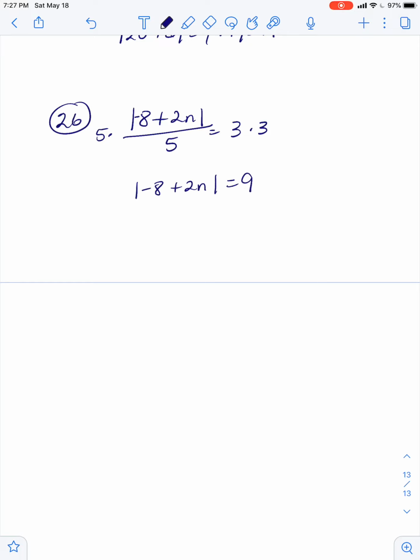26. Very similar. The absolute value of negative 8 plus 2n, all over 5, equals 3. So I'm going to multiply both sides by 3, which is 9. So again, the absolute value there, what's in there, could be a negative 9, that'll give me 9, or a 9, that will give me 9. So I'm going to set up my two equations.